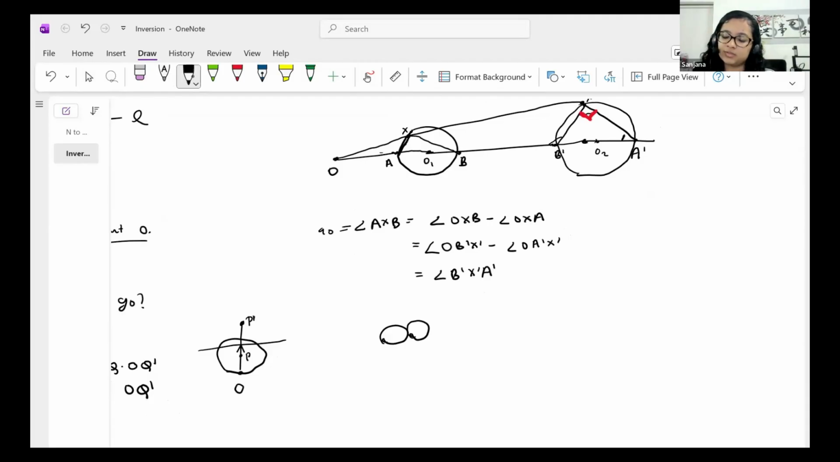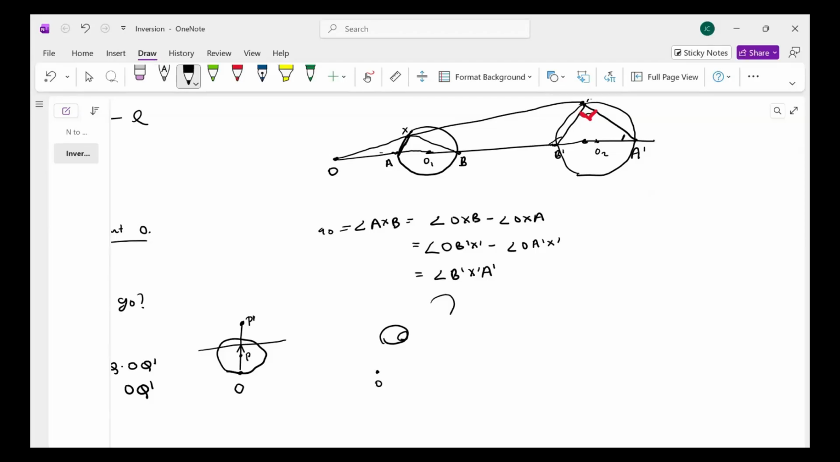Can someone prove that their inverses must also be tangent? It's a very simple proof. With respect to which circle? Any inversion, like you just invert about O, and their inverses go to some two other circles. Can we have a very straightforward argument as to why they must also be tangent?